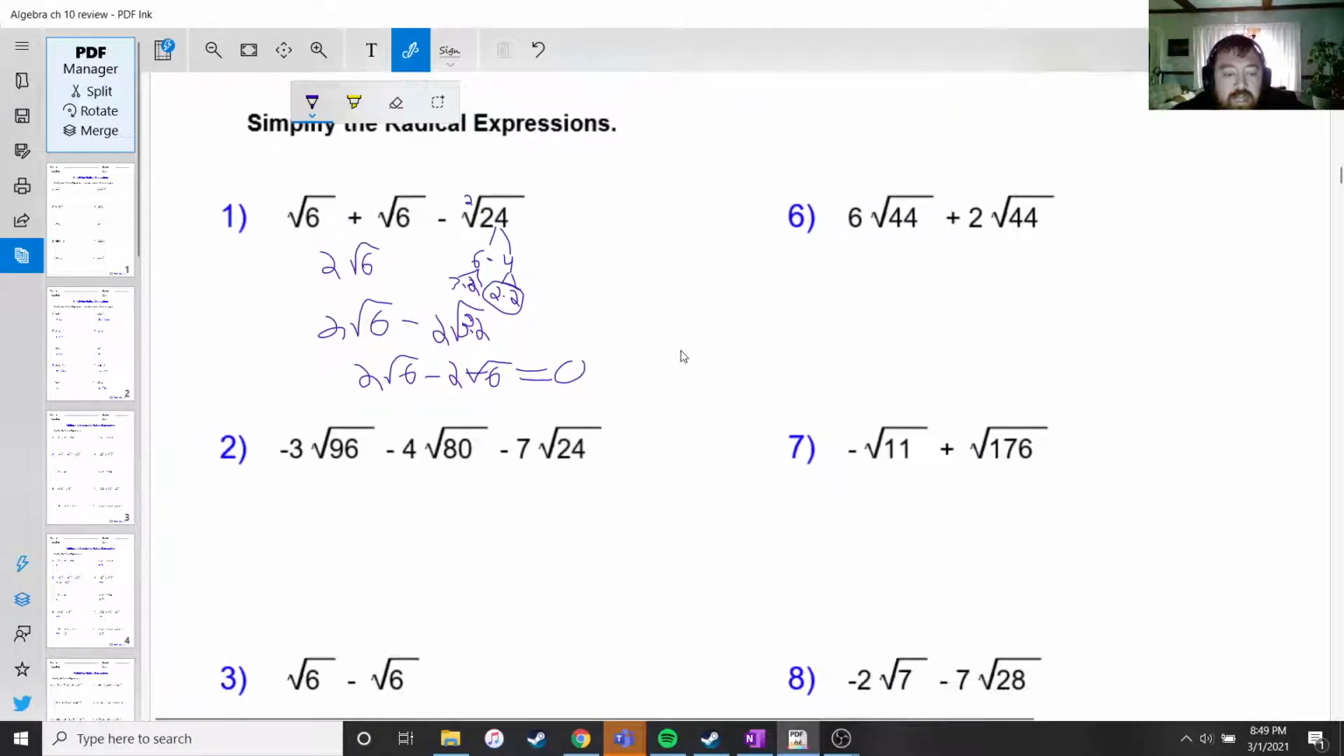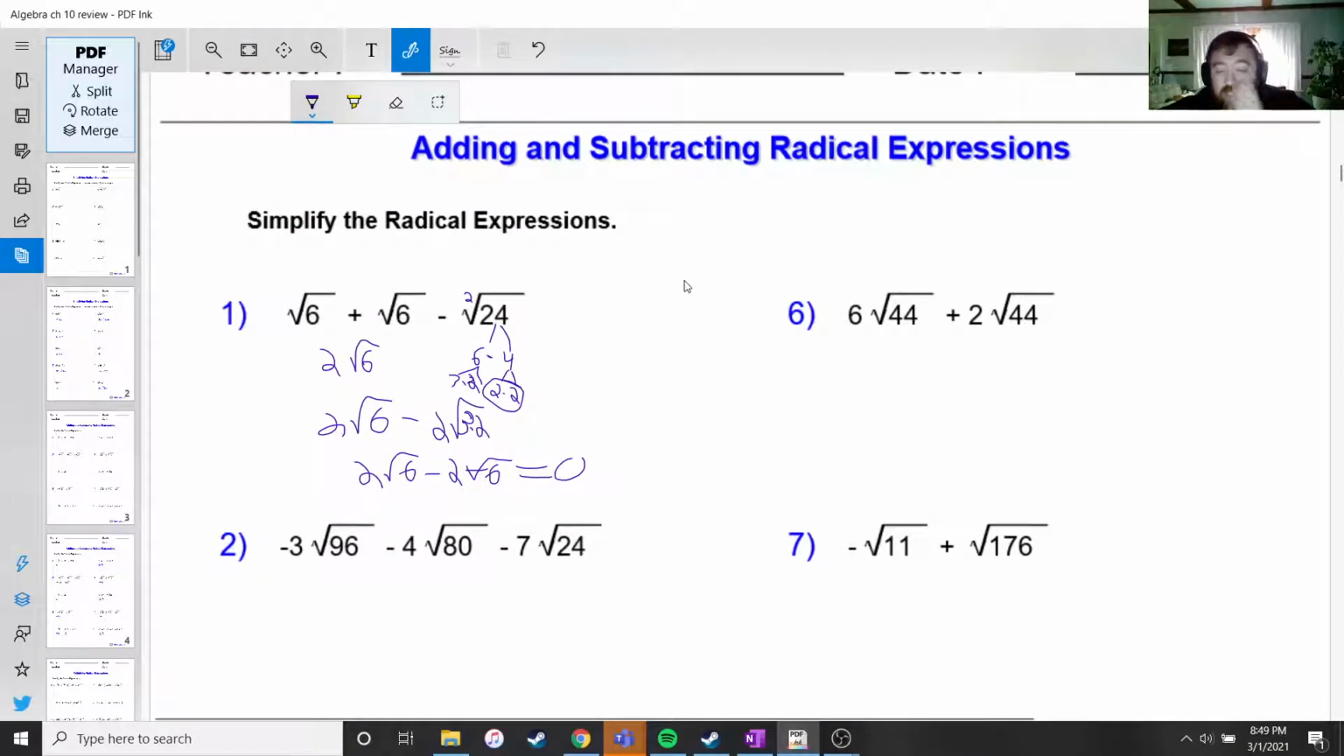So when you're adding and subtracting radical expressions, it's very similar to what you'd be doing with variables. It's just we're treating what is underneath the radical sign as the variable. So 6 radical 44 plus 2 radical 44, we're going to just add the coefficients, and we're going to get 8 radical 44.